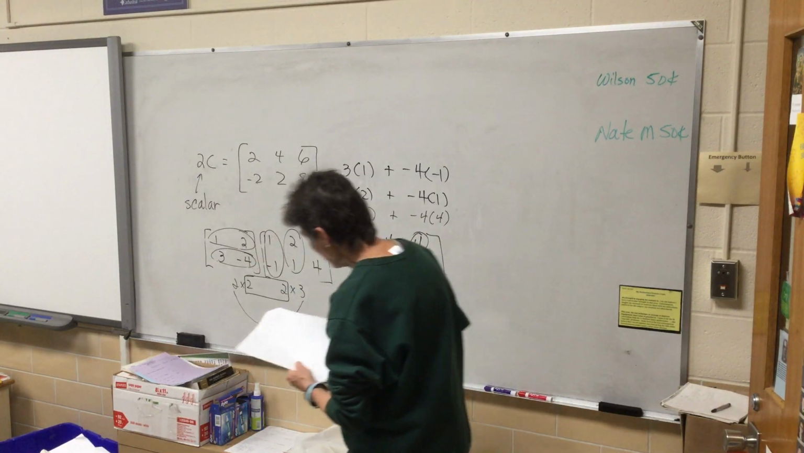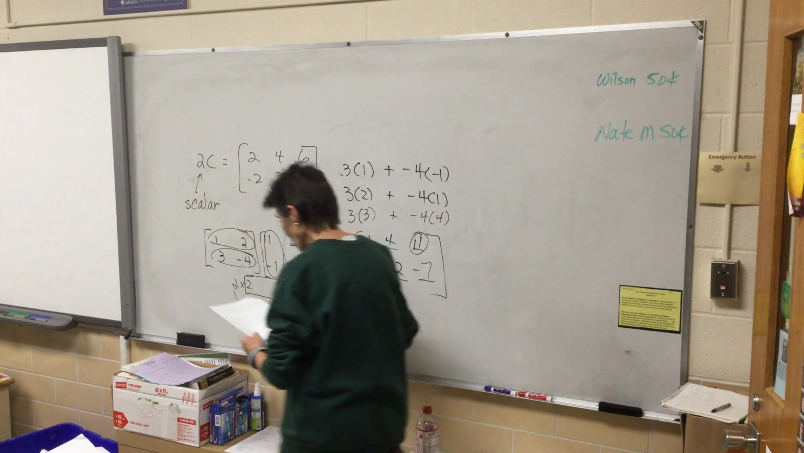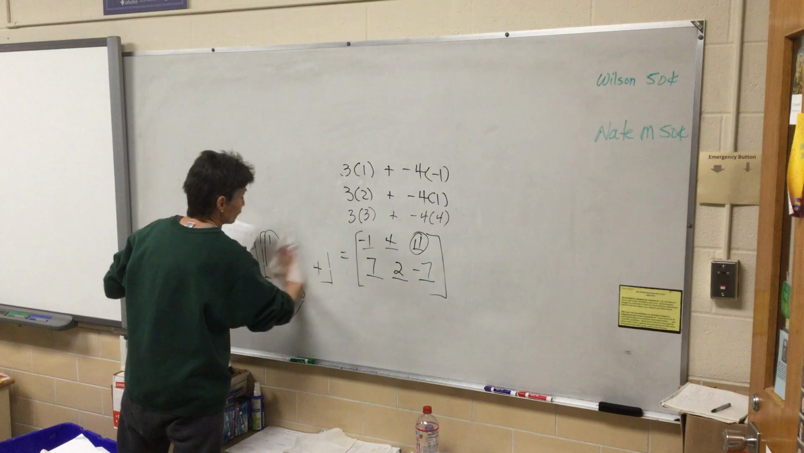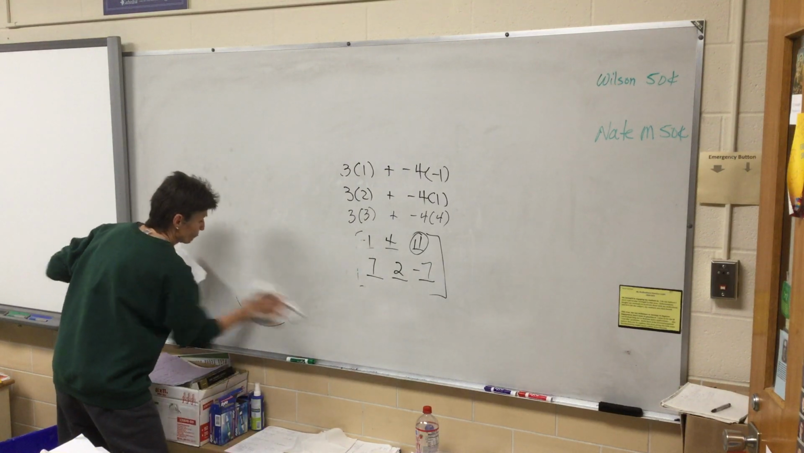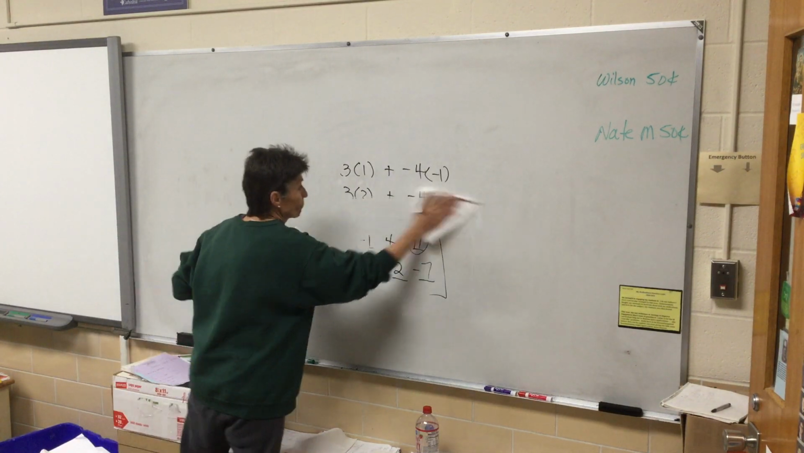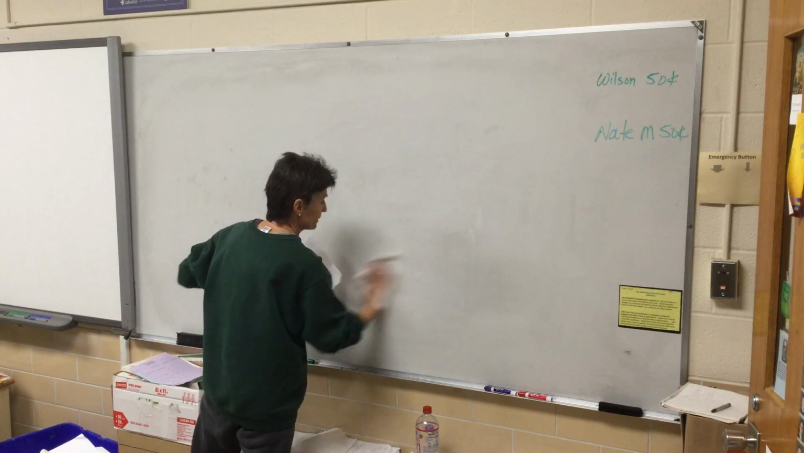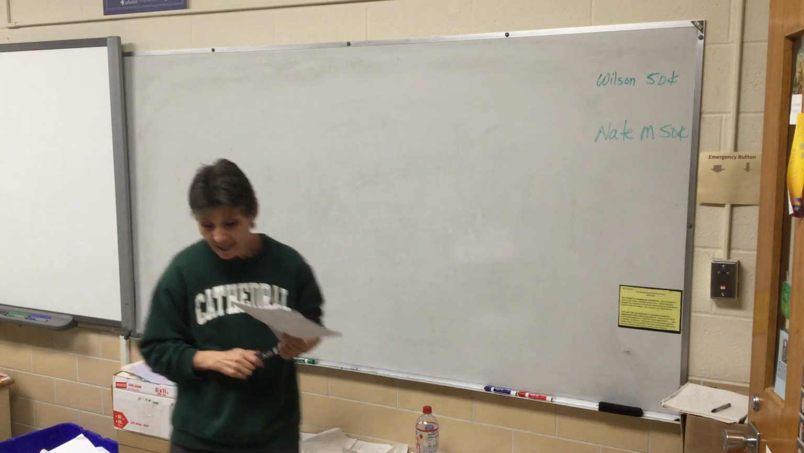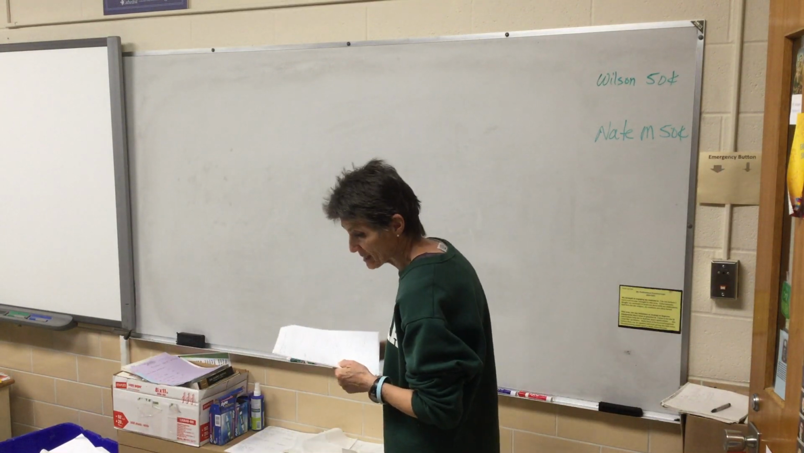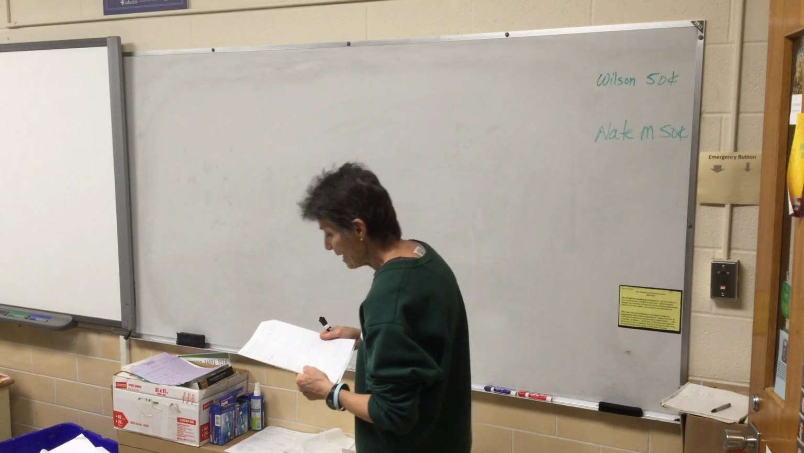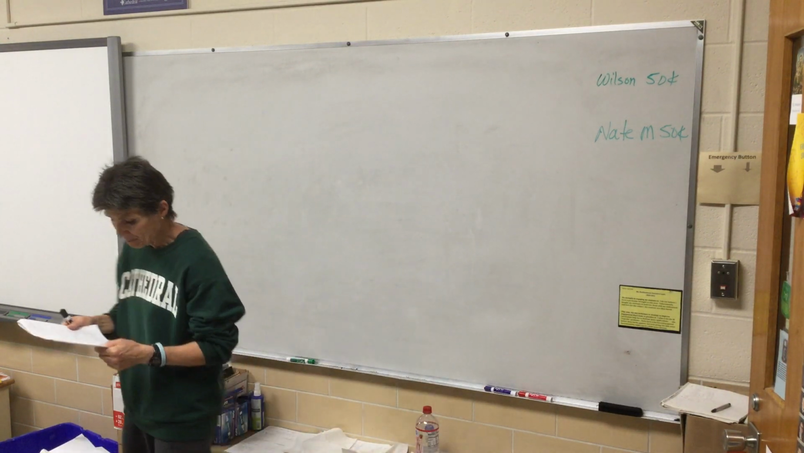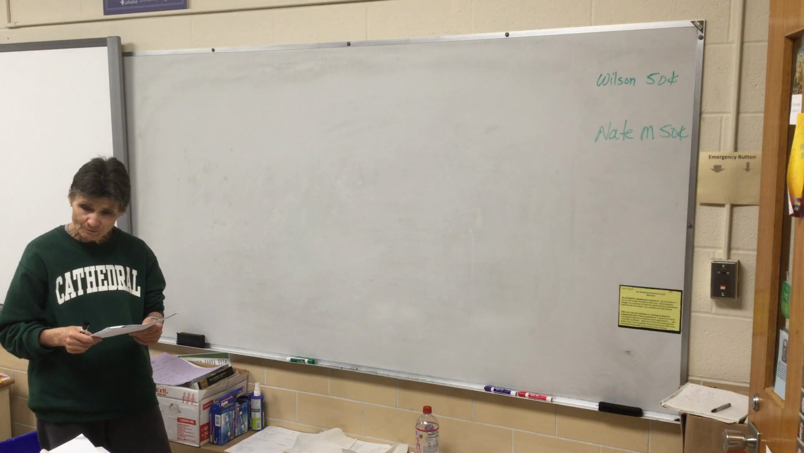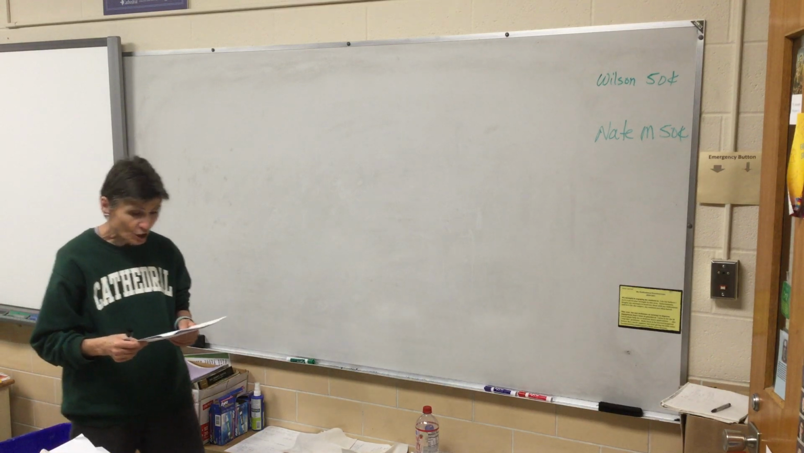D. A plus B. Tell me about problem 4D, which is A plus B. You can't do it because it has to be the same dimension. Exactly. You can't do it because when we add, the matrices have to be the same size, and they aren't. A is a 2 by 2, and B is a 3 by 3. And we cannot add a 2 by 2 and a 3 by 3. So D is no answer.